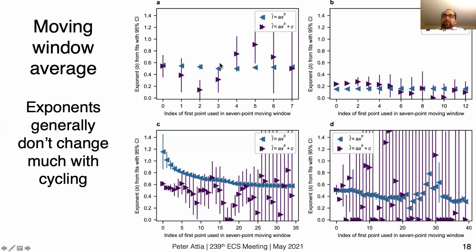So as a whole here, for most of these data sets, the exponents don't change much with cycling, which kind of suggests that there's not dramatic changes in growth behavior. The one exception was this data set. I apologize, I don't remember which data set this is offhand, but there's some trend here where the exponent drops from 1.2 down to 0.6.